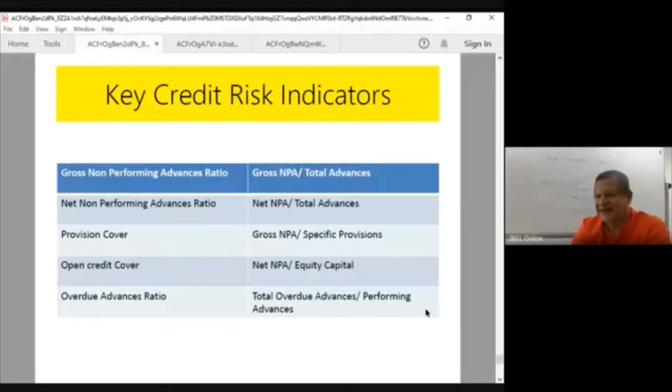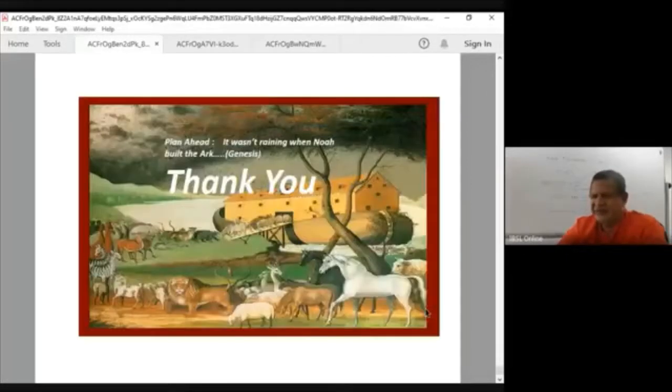Generally, prior to COVID, NPA ratios were something like 2 to 3%. Now I think some banks even report over 5%. So credit risk has increased due to this epidemic. So that's all I have to say about our course.